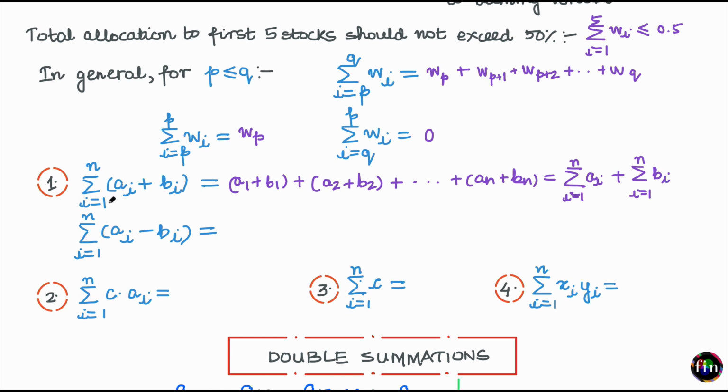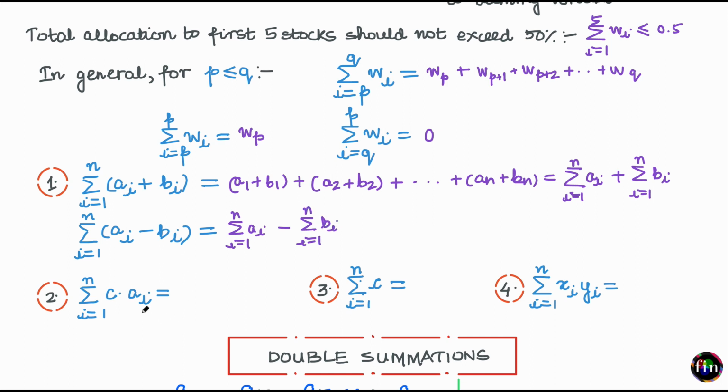So, intuitively speaking, in this rule, what I have done is that I have opened up the bracket and I have given this summation operator individually to the ai and to the bi. See, that is what has happened here. Similarly, for this one, I can in one step write it down to be the sum from i is equal to 1 to n of ai minus the sum i is equal to 1 to n of bi.